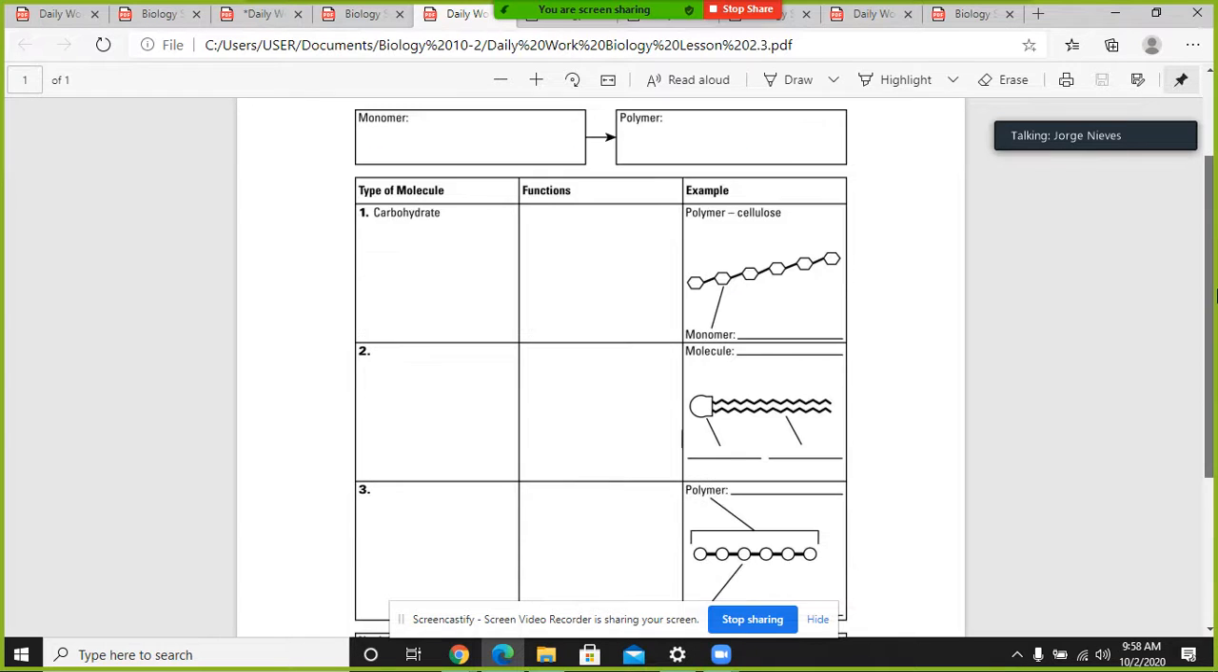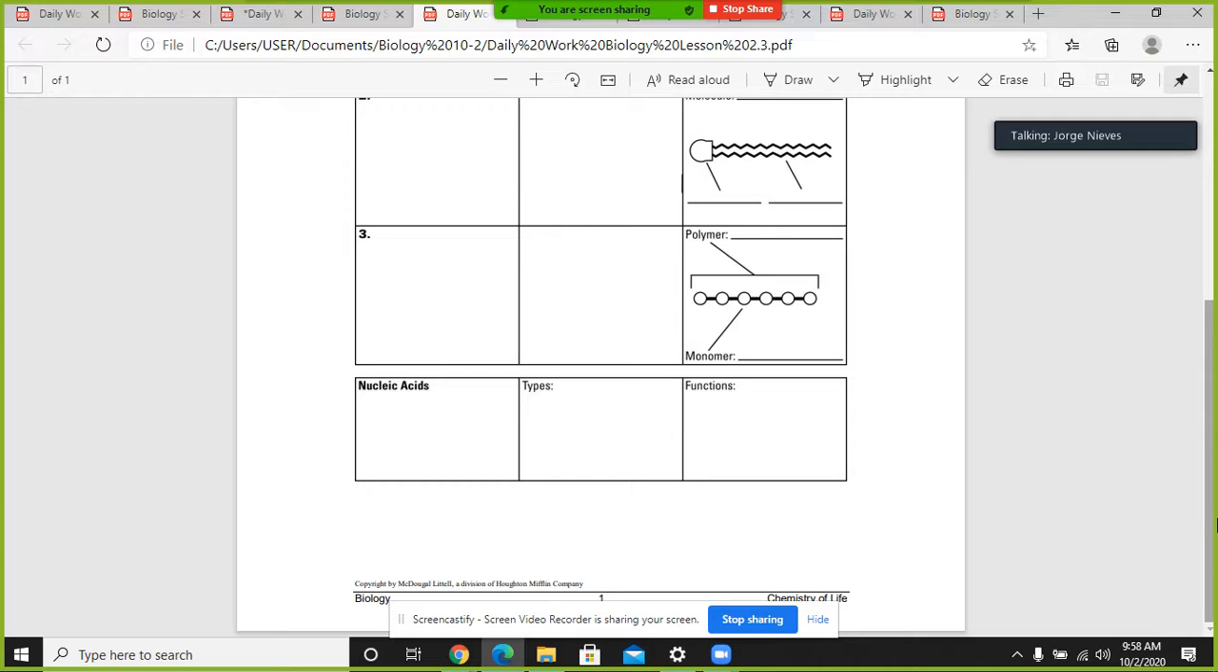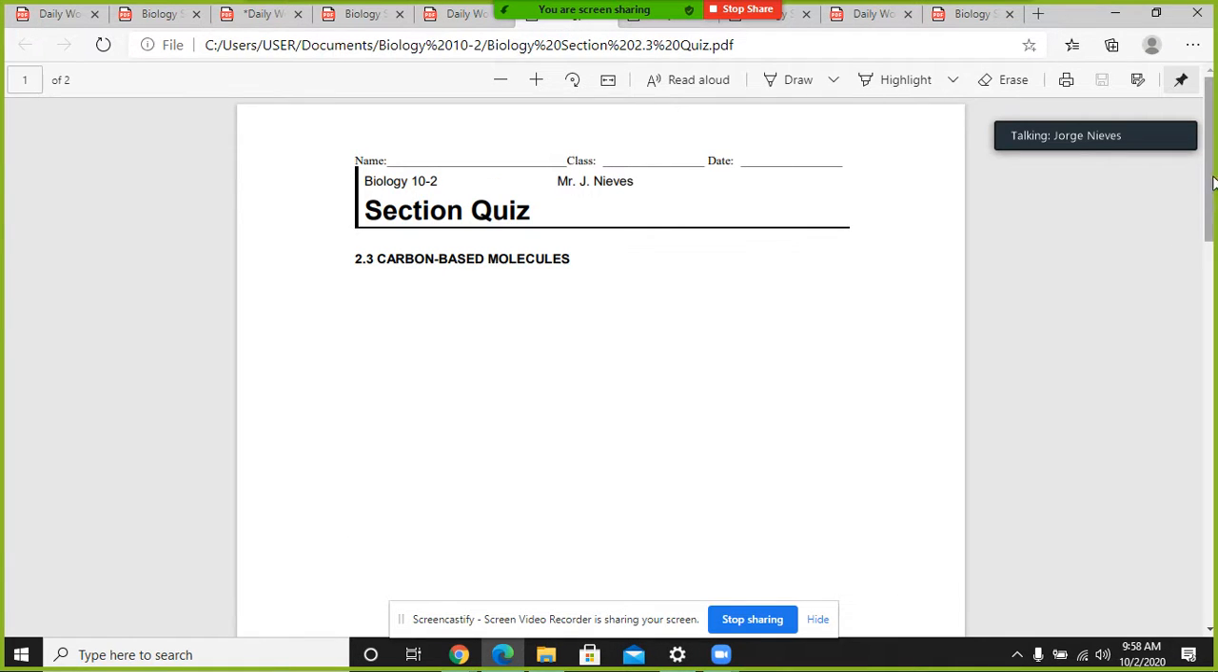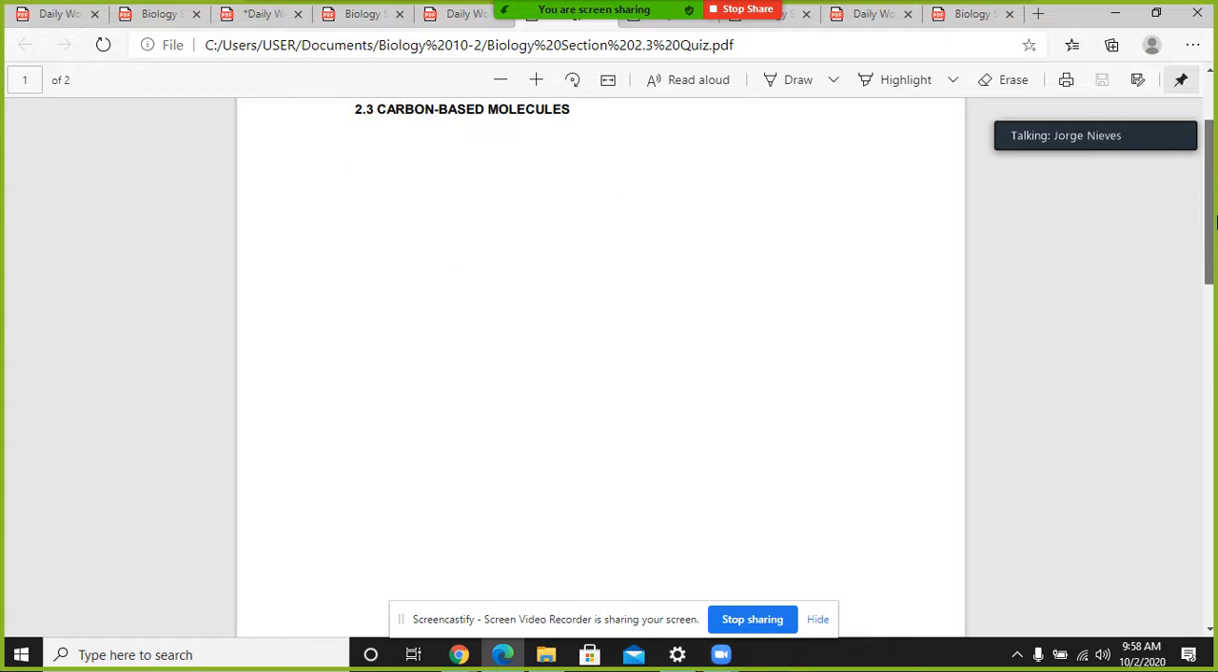Any doubt about lesson or section 2.3? Estamos, mi gente. Any questions about carbon-based molecules? Okay. So now let's go to discuss the quiz of this lesson that we got, I think, on Wednesday. Carbon-based molecules quiz. Vamos rapidito a este quiz.